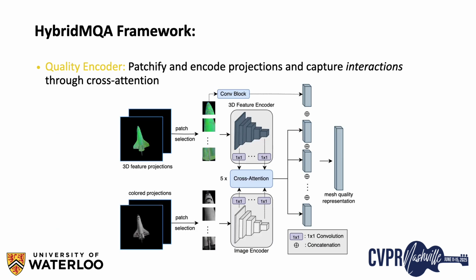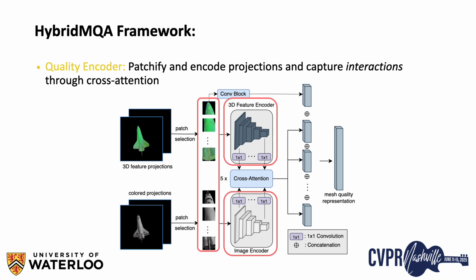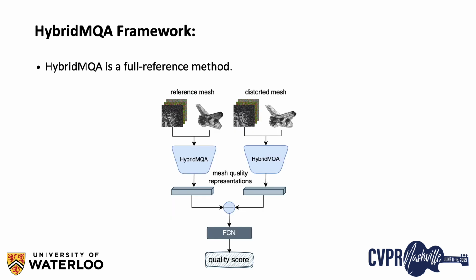Inside the quality encoder, given the two sets of aligned projections, we start by patchifying them and removing background patches. The remaining patches are then encoded into multi-scale representations. We then pass these representations through cross-attention layers, where we capture their interactions and mutual influence. Finally, the resulting multi-scale representations are concatenated into a final mesh quality representation.